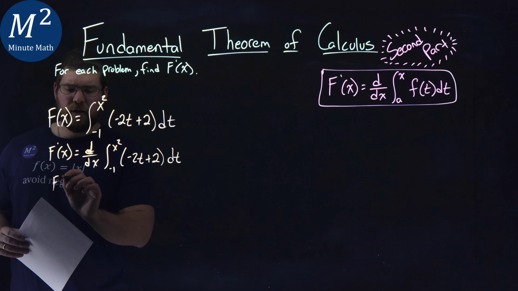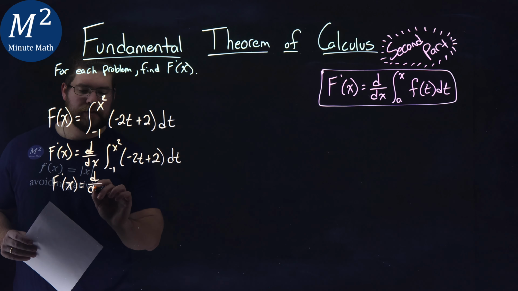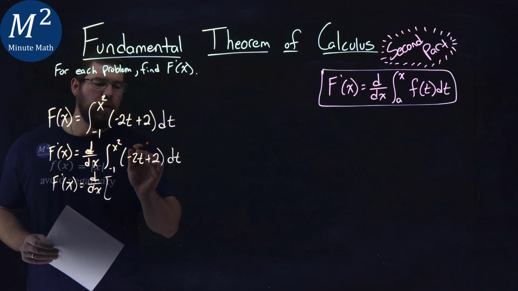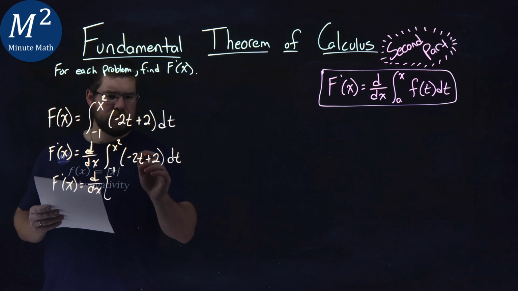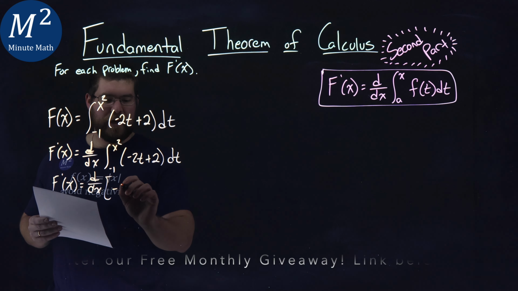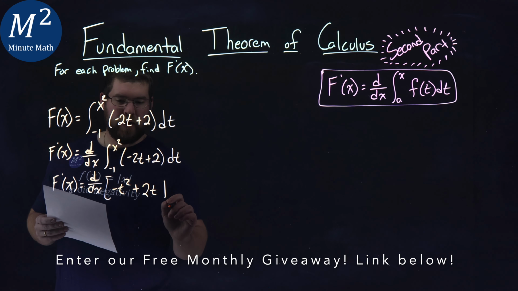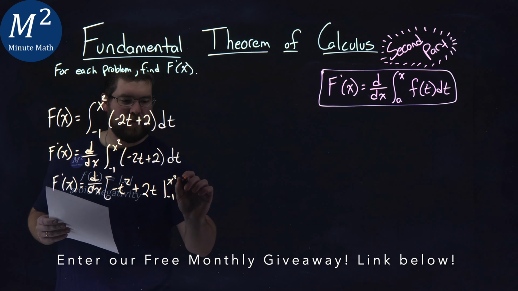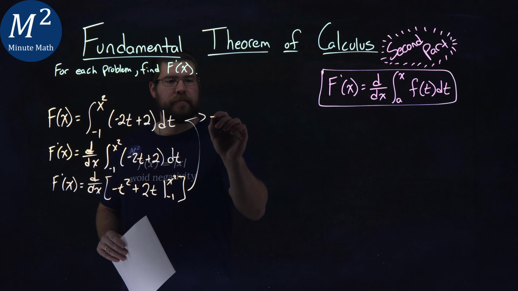And so, continuing on, f prime of x is equal to d over dx. What's the integral of negative 2t plus 2? Well, negative 2t becomes a negative t squared, plus the integral of 2 is 2t. And we're integrating this from negative 1 to x squared. Okay? Let's continue this up here.